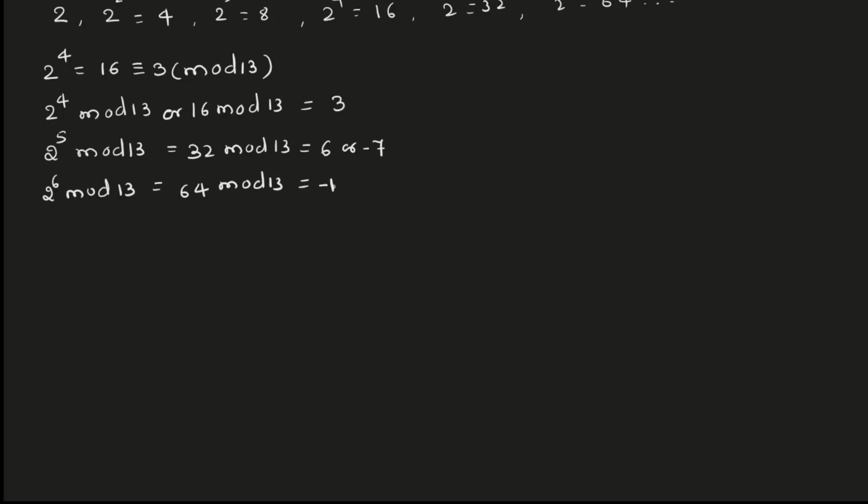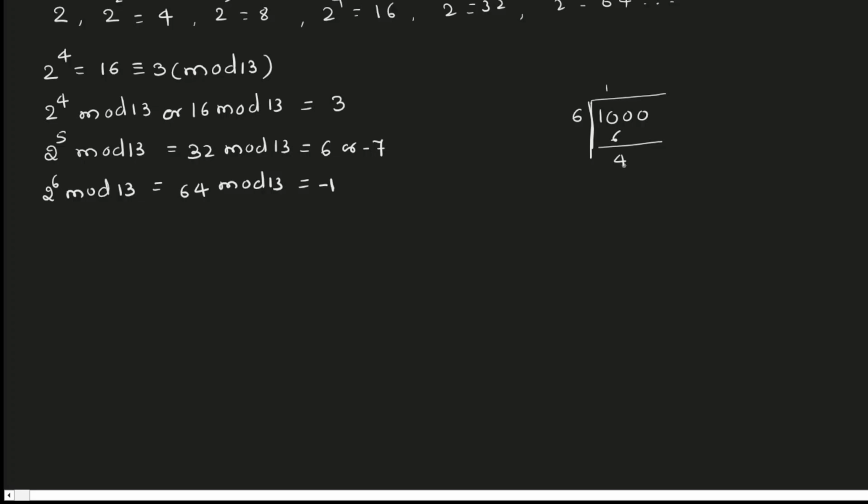Now check what your power is. They have asked for 1000. So now check whether it is possible to express 1000 in terms of these powers. Yes, it is possible. For that, we consider the highest power as 6 and divide 1000 by 6. 6 fours are 24, 6 sixes are 36, and so on. The remainder is 4.